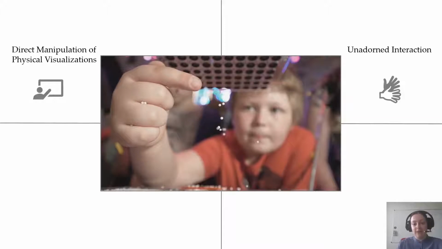Some of the advantages of levitating displays include direct manipulation of physical visualizations; unadorned interaction, meaning that the user can interact with the display with their bare hands without the necessity of controllers, gloves, or other gadgets; transparency, the display allows good visibility from many angles, encouraging collaboration and social interaction. And lastly, it offers all natural depth cues, and contrast, focus, and illumination are all correct.